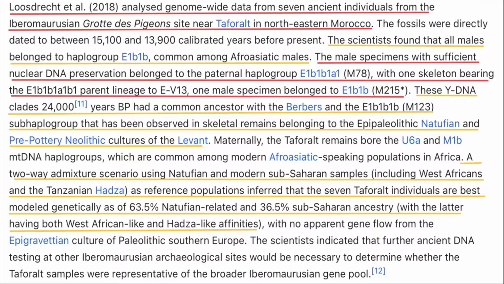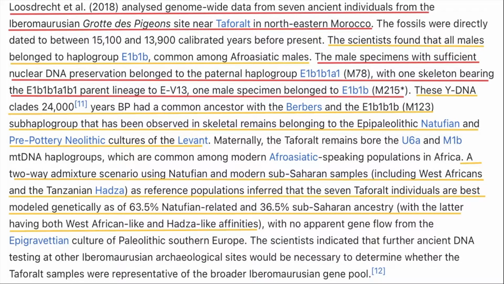The male specimens with sufficient nuclear DNA preservation belong to the paternal haplogroup E1b1b1a1 M78, with one skeleton bearing the E1b1b1a1b1 parent lineage to E-V13.